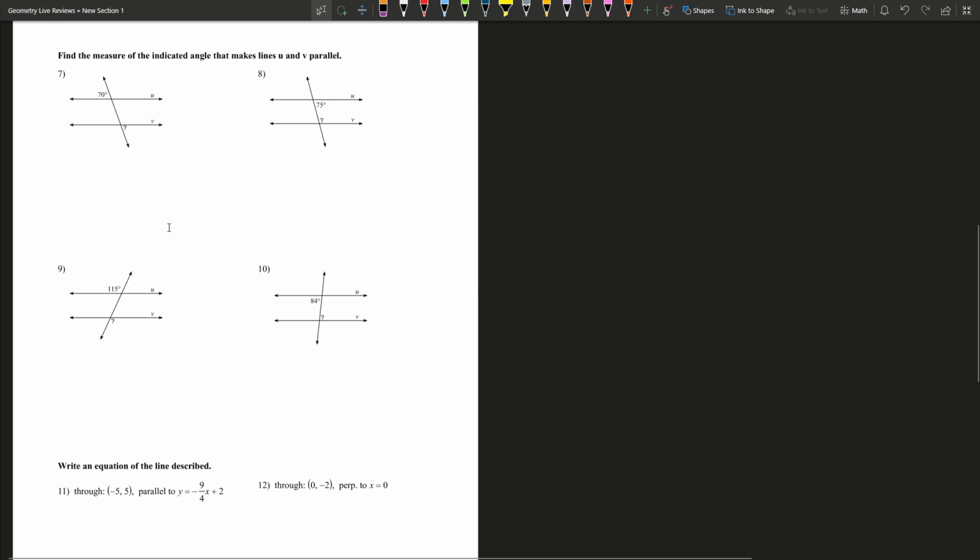Number 7 through 10, the directions change just a little bit. These say find the measure of the indicated angle that makes lines U and V parallel. I still want you to describe these two relationships, and then we can answer that question. So these two angles are on the outside of the two lines, and they are on opposite sides of the transversal. So these are alternate exterior.